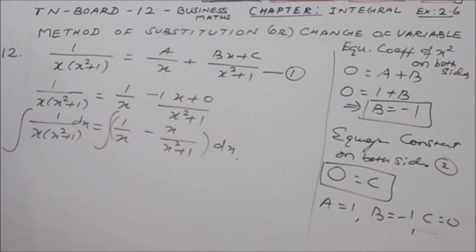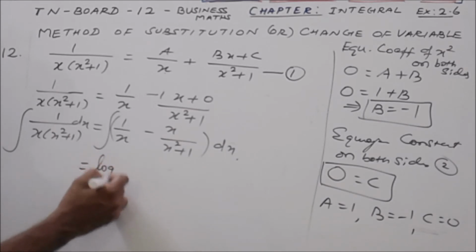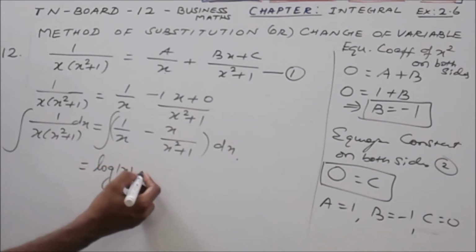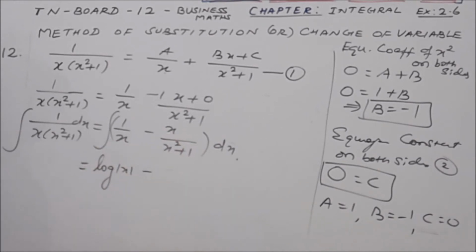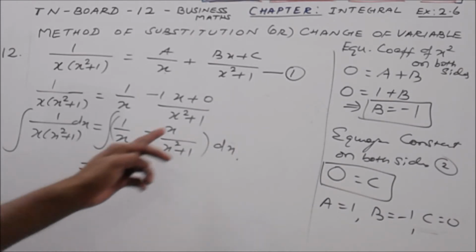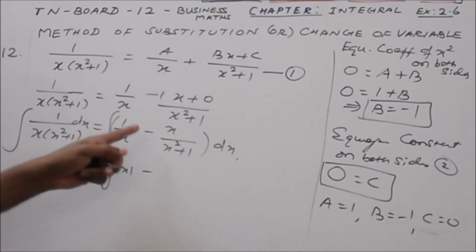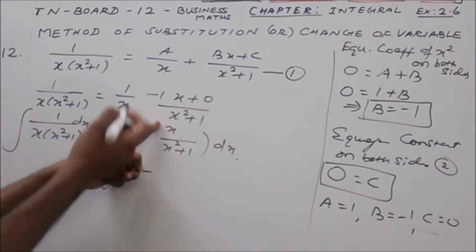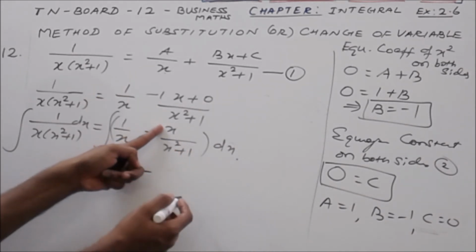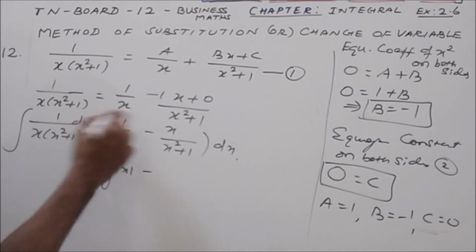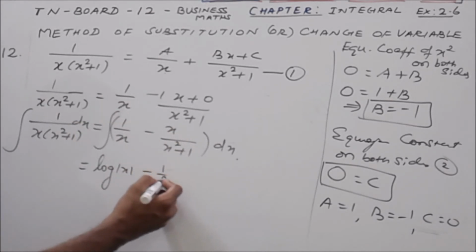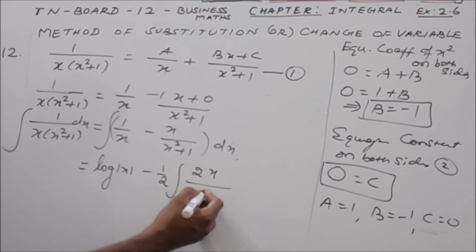The integral of 1 by x is log of modulus x, and then minus, when integrating this one, look at the denominator, we have x square plus 1, but in the numerator we have simply x. Look at it now: the derivative of x square plus 1 is 2x. So 2 should be multiplied in the numerator, and at the same time we should divide by 2. So here we can split it as 1 by 2 integral 2x by x square plus 1 into dx.